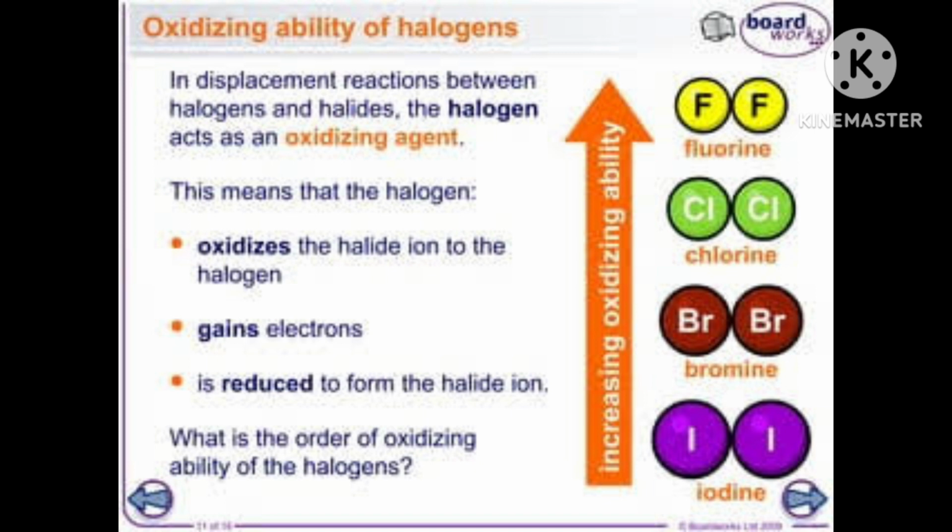Today I am going to discuss the chemical properties of group 17 elements, meaning halogens. Last class I discussed the introduction and oxidation states of halogens. Now I am going to discuss chemical properties. In that, I have already discussed oxidation states. Now I am going to discuss other reactions.